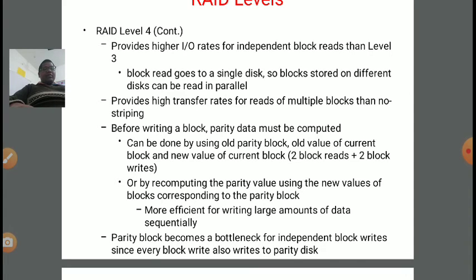Right? The parity block becomes a bottleneck for independent block writes, since every block write also writes to the parity disk. Very important. It means parity blocks can sometimes be the drawback for independent block writes. Why? Because every block write also writes to the parity disk.